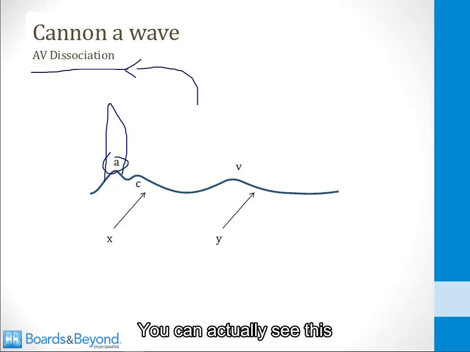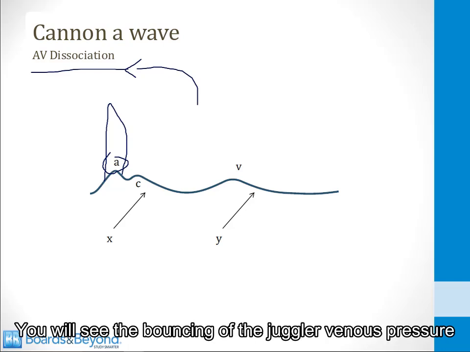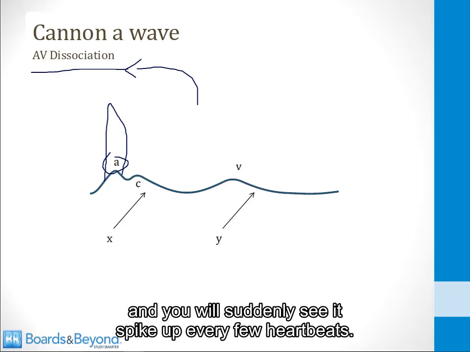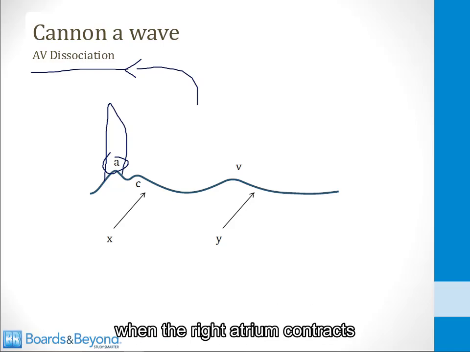You can actually see this if you examine the necks of patients with heart block. You will see the bouncing of the jugular venous pressure and you will suddenly see it spike up every few heartbeats, and that's because of a Cannon A wave when the right atrium contracts against a closed tricuspid valve.